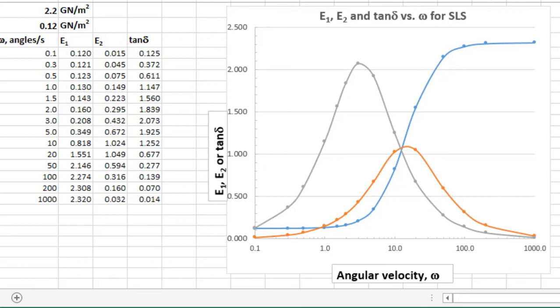For the Maxwell model, we found that although E1 and E2 follow the typical trend, tan delta did not follow the typical trend. But in SLS, we see that all three, E1, E2 and tan delta, follow the typical trend of a viscoelastic material. So we can say that SLS is a better model than the Maxwell model.